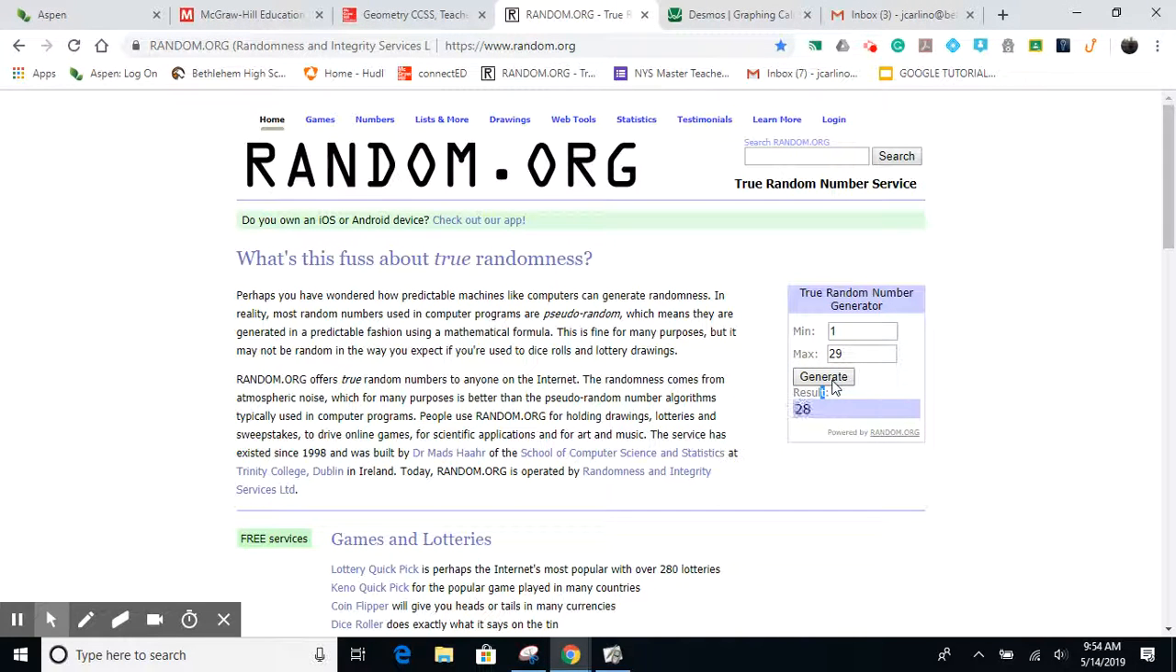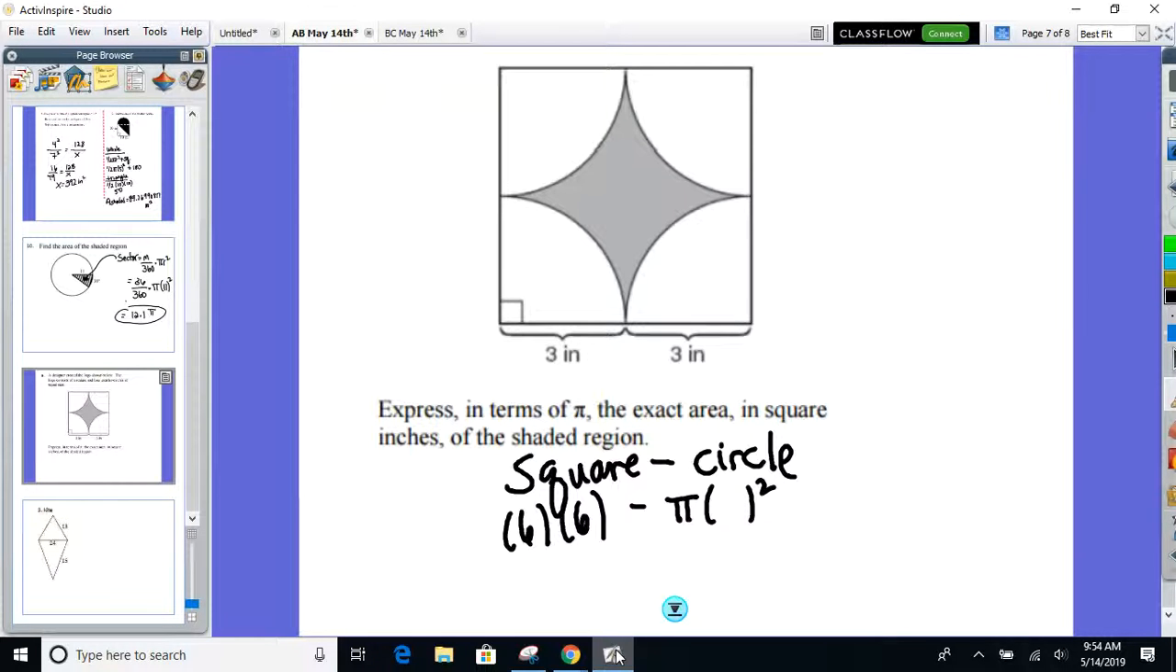What am I doing? Act like you've been there. Act like you've been there. Radius length of the circle. 3, nice job.